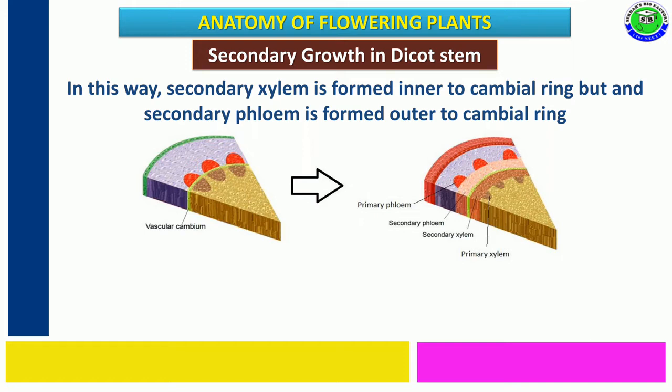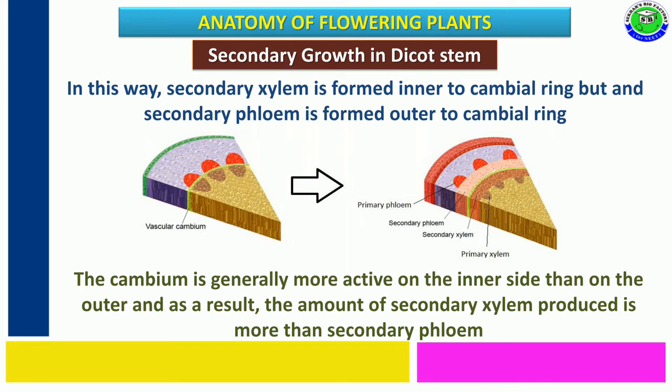So due to the activity of the cambium ring, more secondary xylem is formed towards the inner side of the cambium, but outside of the cambium ring, less amount of secondary phloem is formed. So the cambium is generally more active on the inner side than the outer side. That results in the formation of more secondary xylem towards the inside and less secondary phloem towards the outside of the cambium ring.